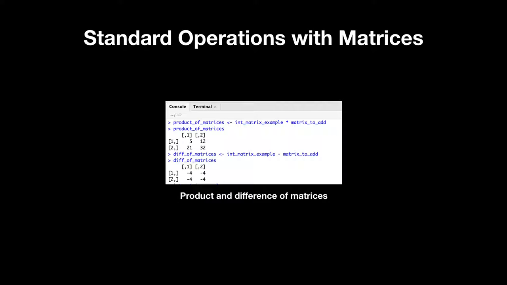Some standard operations with matrices. We can see here that we can go ahead and multiply or find the difference. So the same notation that you would use for an individual number, you can go ahead and use with matrices. And what's going to happen here is that you can go ahead and add matrices, multiply them, divide them, and so on. You'll just be passing the individual elements to the other elements of the other matrix, which is where you're going to get these values.